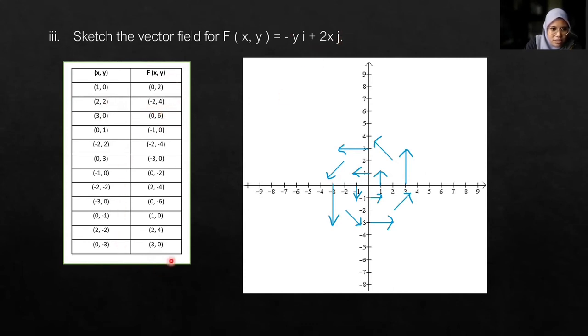And then after we substitute all of these points, we transfer all of these vectors to this graph. For example, point (1, 0), we get (0, 2). This is point (1, 0). And then (0, 2), we must go upwards. Point (0, 1) here, we get (-1, 0), negative 1, which is to the left. (2, -2), we have this. And then we get the vector (2, -4), which goes here. And then we transfer all of the vectors to this graph, and then we will get this vector field.